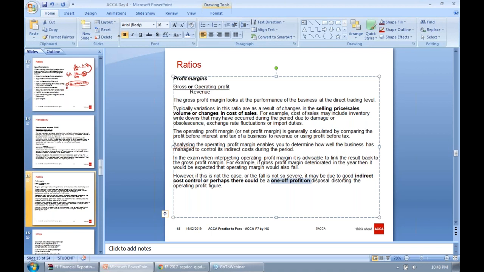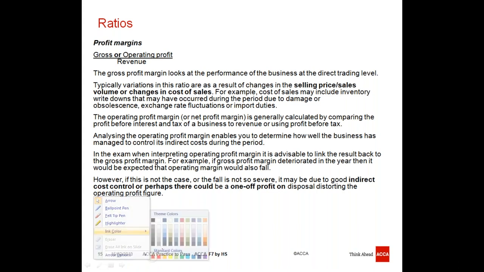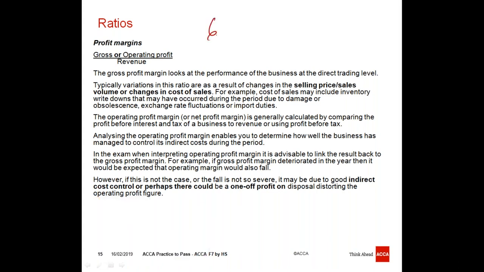It could be a one-off profit, it could be a one-off loss, and after deducting this, you have to calculate the revised profit. Then you will get the actual position of the company. Like, if I give you the example for this, if there is a gross profit of 600,000 in the previous year, and the net profit is 900, so you can see there is a 50% growth in the profit.